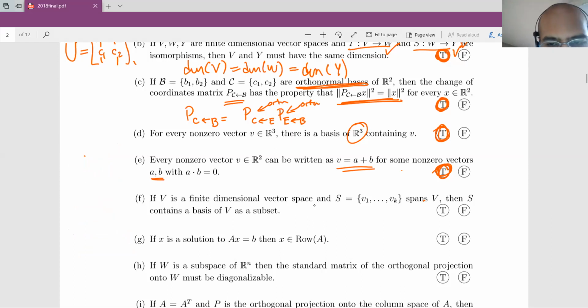Let's move to the next one. If V is a finite dimensional vector space and some set of vectors spans V, then it contains a basis. Okay, somebody asked, what happens if V equals A? Yeah, the key is you can choose A depending on V, right? So V never has to be equal to A. You're wondering what if V is here and A is here, right?